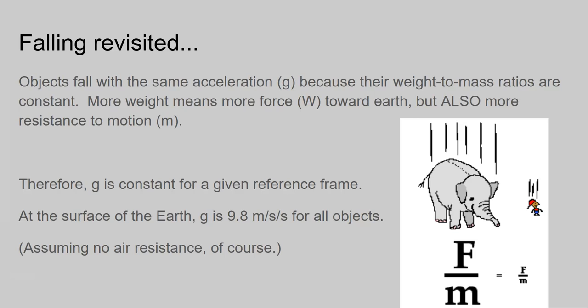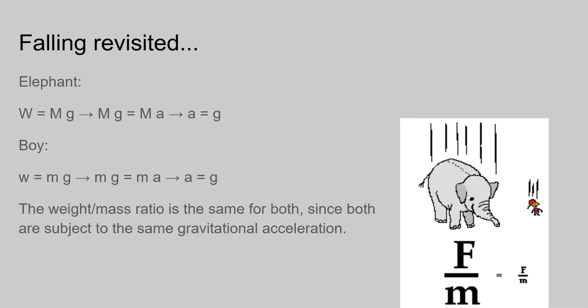So g is constant for a given reference frame, which of course is about 9.8 meters per second squared, or what we've been approximating as 10, if we minimize or assume air resistance is 0. But let's look at this a little bit more sophisticated. So for the elephant, I'm going to use big W for weight. Big W equals big M g, and F equals ma, so big M g equals big M a, and look, the big M's cancel out. You're left with acceleration of the elephant equals g.